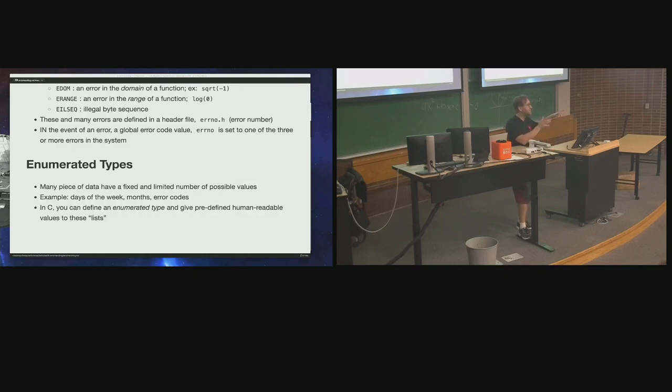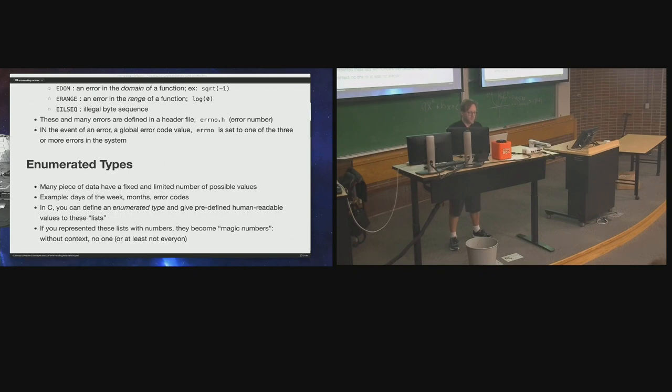And because it's just a bunch of mysterious numbers, maybe some other person said, no, I agree, we start on Sunday, but I'll start my numbering at zero instead. Or for some odd reason, I'll go by tens, 10, 20, 30, 40, right? There are just too many different ways of expressing that numerically. And so what I want to do is eliminate those numbers, right? If you represented these lists with numbers, they become what are called magic numbers. No one, or at least not everyone, will understand what they mean without context.